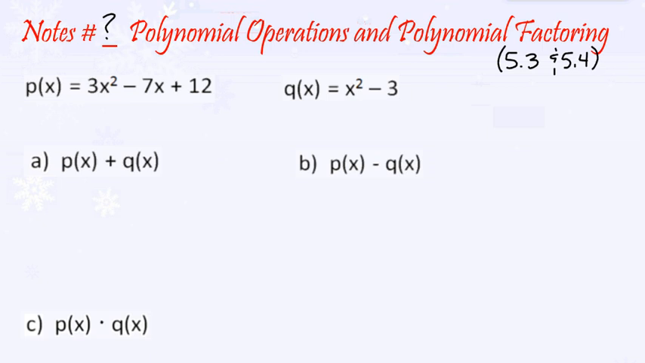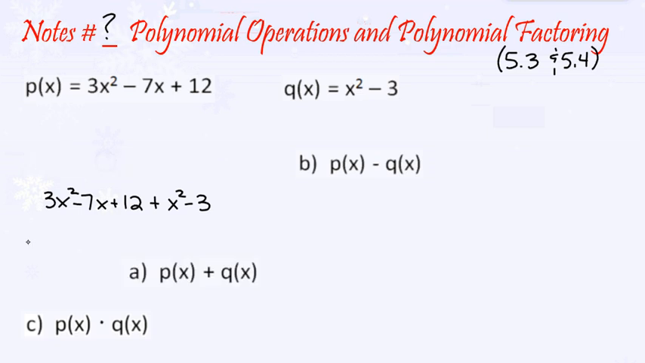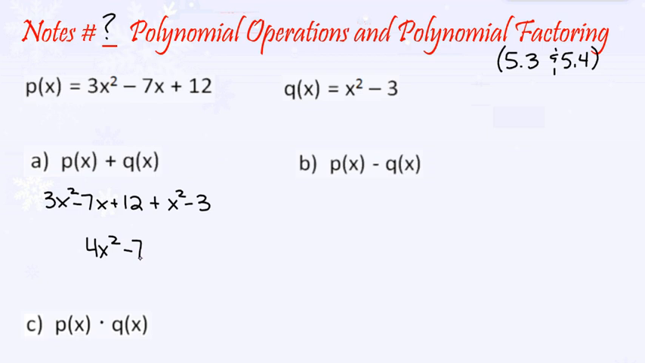This is very straightforward. All you need to do is add the like terms. So first I'm going to put 3x squared minus 7x plus 12 in for p of x, and then plus x squared minus 3 in for q of x. Add the like terms. So we have 3x squared plus x squared is 4x squared. And then we have minus 7x. There are no like terms to combine with it. And then we have 12 minus 3, which is 9. So there's our answer.